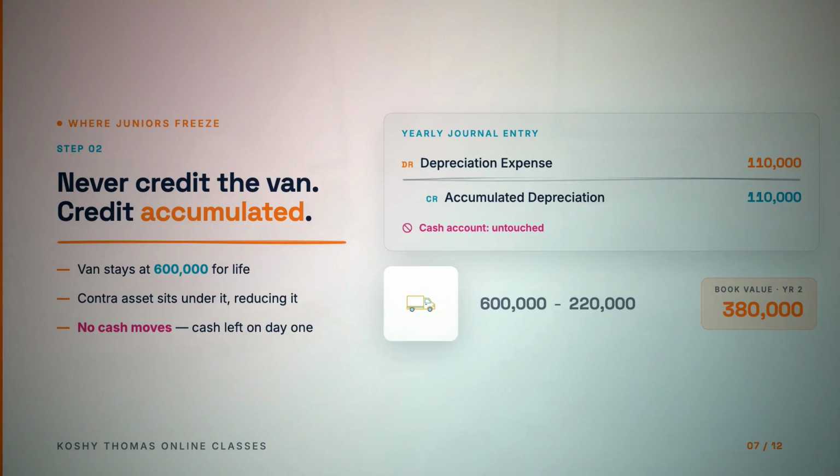Now the entry. This is where juniors freeze, so go slow with me. Debit Depreciation Expense, 1,10,000. Credit Accumulated Depreciation, 1,10,000. Notice something? We did not touch the van account. The van stays in your books at 6 lakh, forever. The accumulated depreciation sits beside it, growing every year, quietly reducing what the balance sheet shows. Cost minus accumulated depreciation, that is your book value. 2 sides again, and nothing left your bank today.